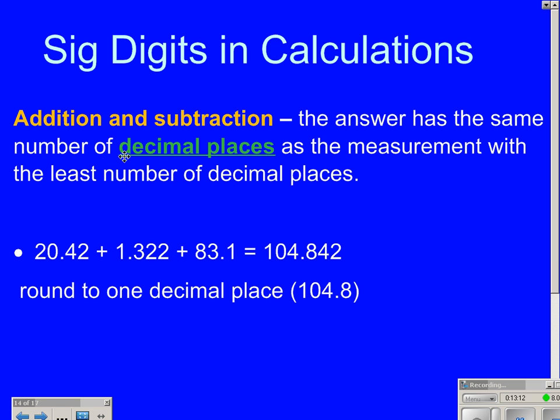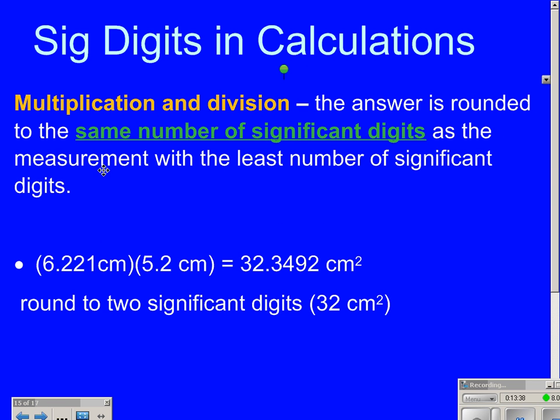Now, this is where we can do this the way we always do and then deal with this rule. Now we look at the number of decimal places. Which measurement, this one has 2 decimal places, which measurement has the least number of decimal places? This has 3. This here only has 1. Therefore, our answer has to be rounded to have 1 decimal place. So I'm going to round it off. This is a 4, so I drop off the 4 to 104.8. Simple enough, right?